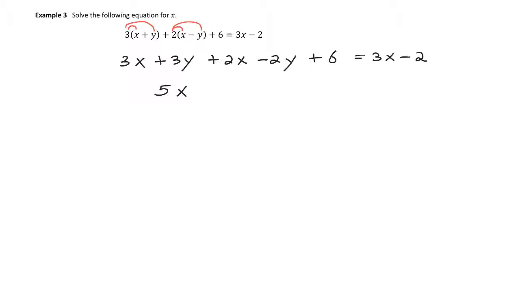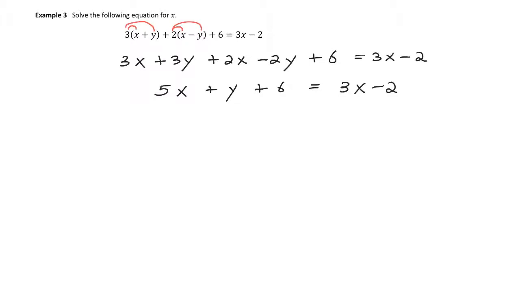On the left side, if I distribute the 3 and the positive 2, I'm left with 3x plus 3y. Then I have plus 2x minus 2y plus 6 is equal to 3x minus 2. Okay. If I simplify the left side of this equation, I have a 3x and a 2x, so that is 5x. I then have 3y minus 2y, which is plus y. And then I have plus 6. On the right side of my equation, I get still 3x minus 2.